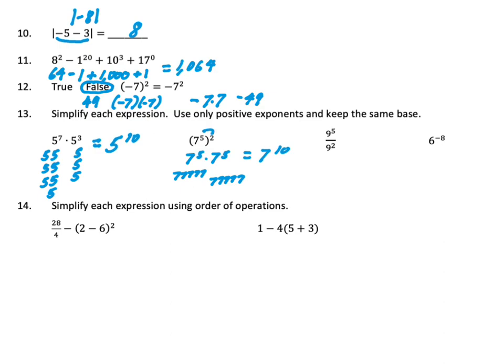Third one, 9 to the 5th over 9 squared. That means I have 5 9s in the numerator and 2 9s in the denominator. So 9 divided by 9 is 1. 9 divided by 9 is 1. I have 9 to the 3rd left.